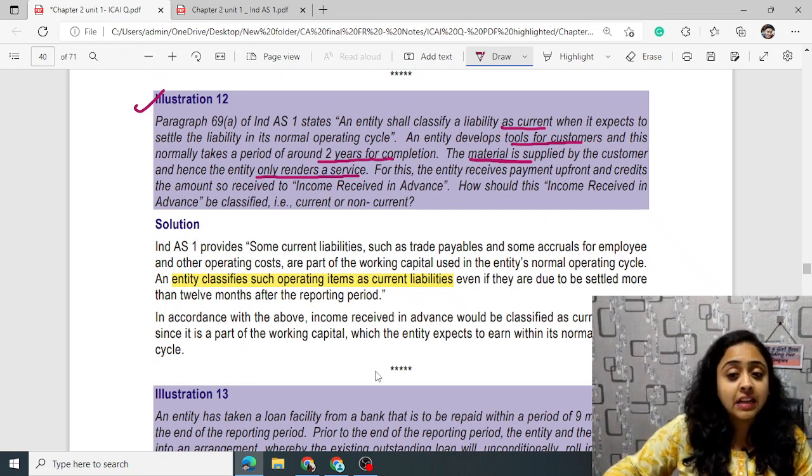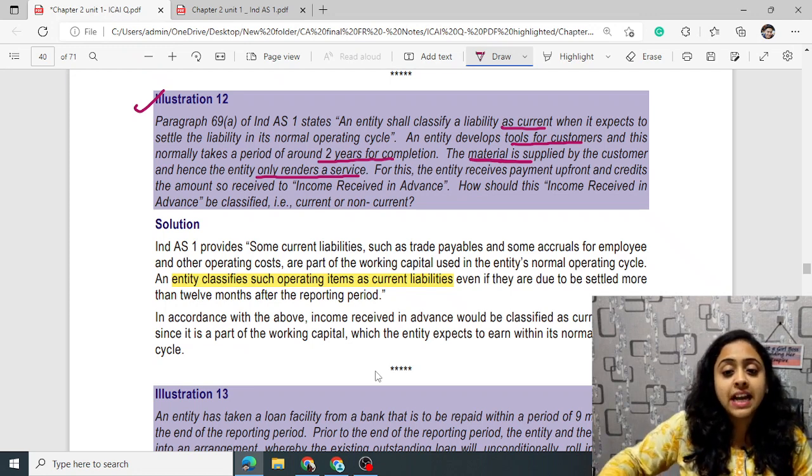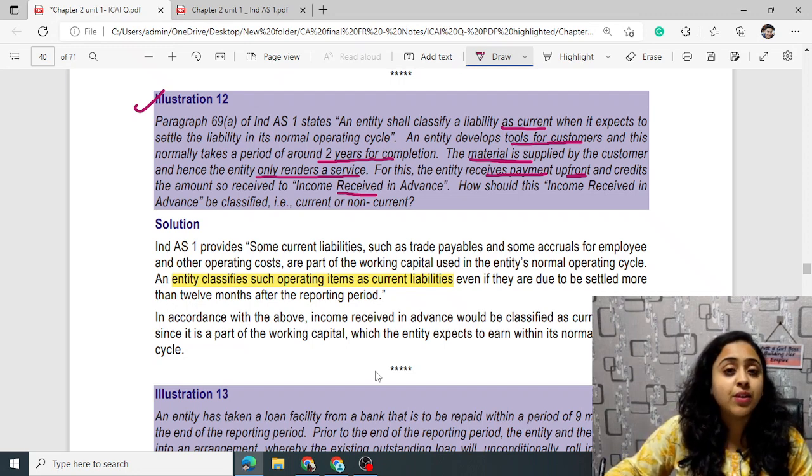So this material is given by the customer and the entity about which we are talking is just rendering the service that the particular customer wants. For this, the entity receives payment upfront and credits the amount so received to income received in advance, okay. They show it as a liability. Now, how should this income be recorded in the financial statement? How should this income received in advance be classified, current or non-current?